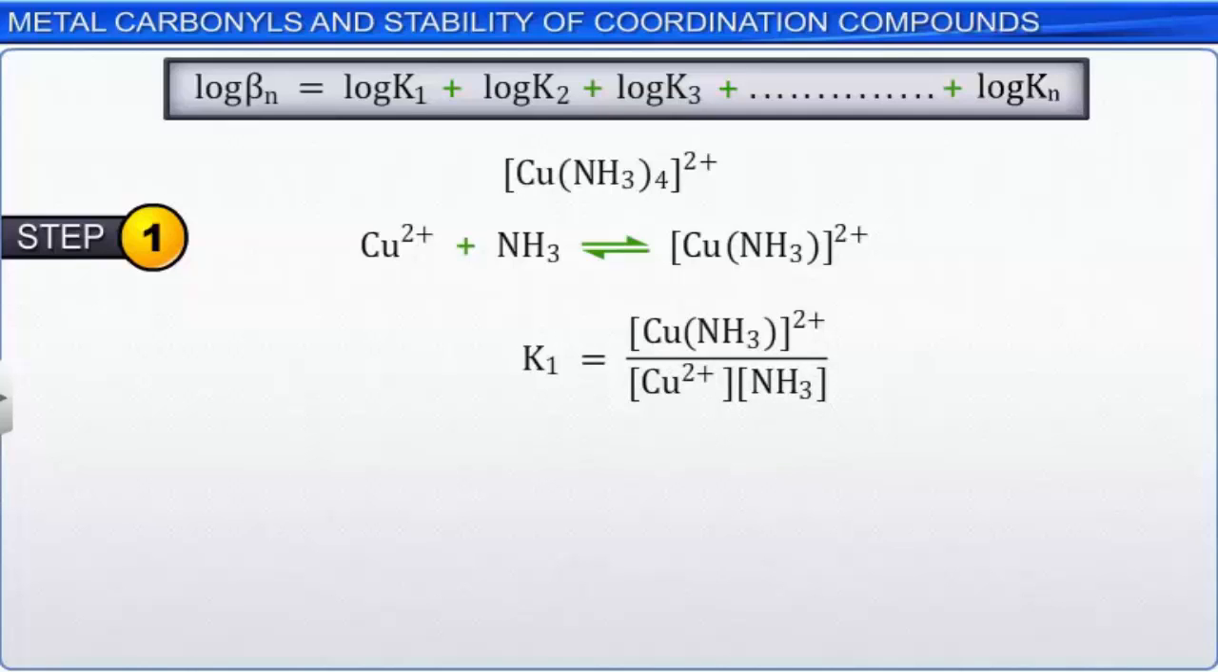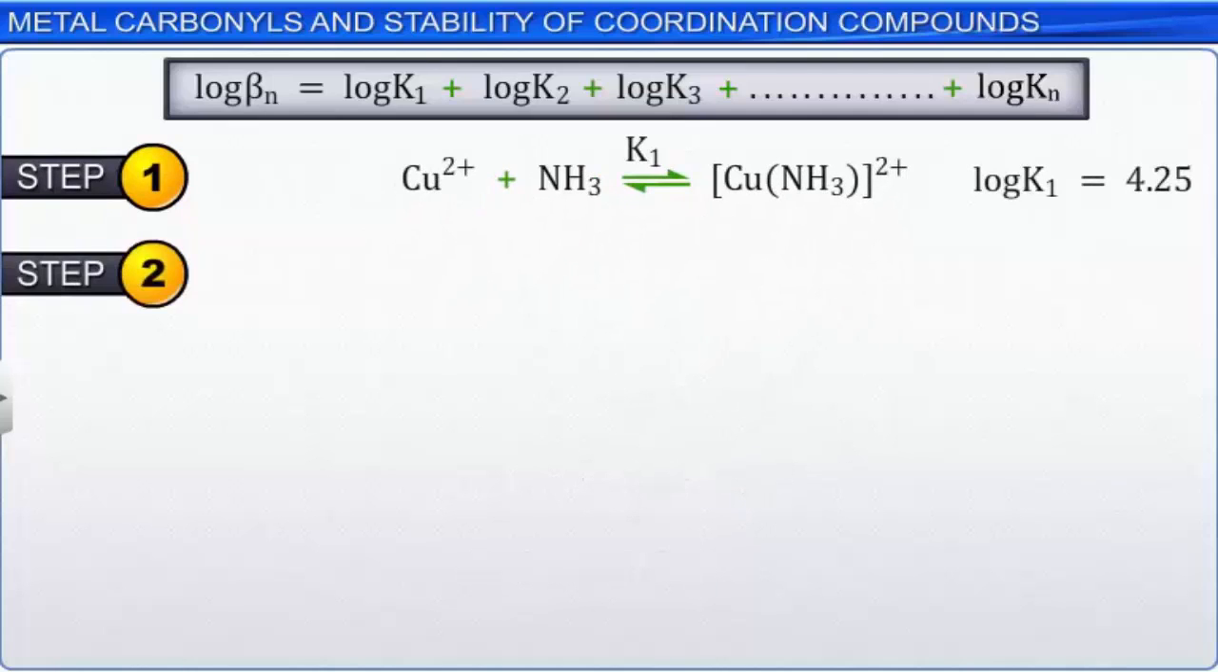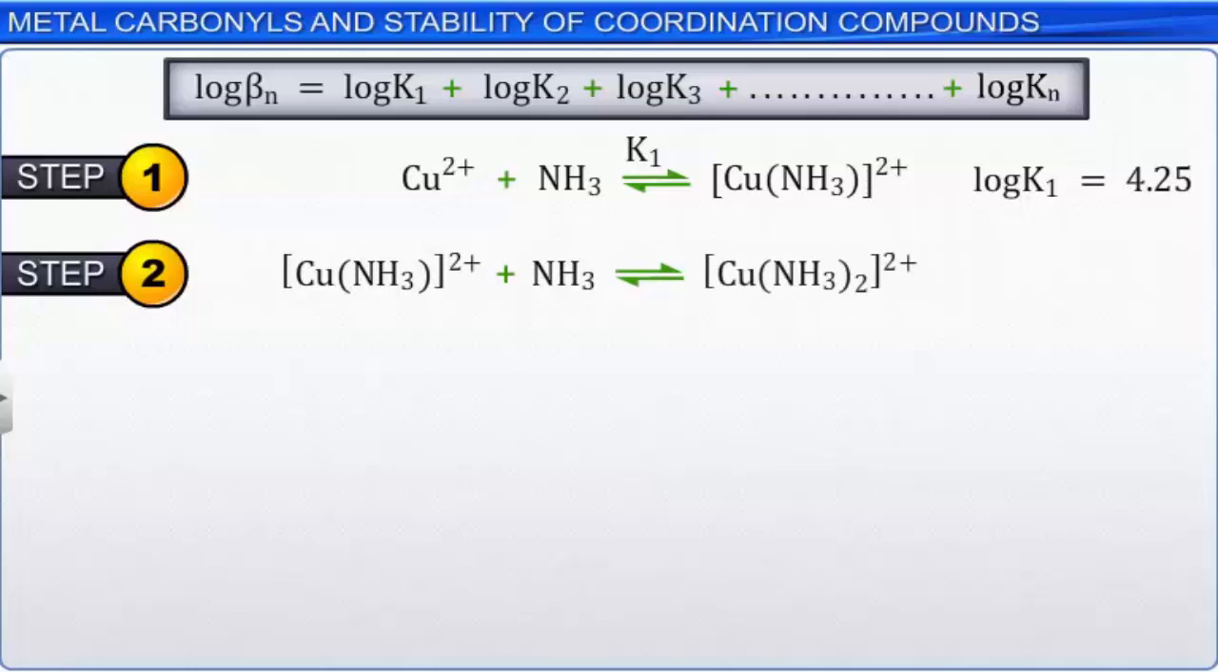The second step can be written as [Cu(NH3)]2+ plus NH3 in equilibrium with [Cu(NH3)2]2+. The stability constant for this step may be written as the concentration of [Cu(NH3)2]2+ divided by the product of the concentrations of [Cu(NH3)]2+ and NH3. Its value is log 3.61. The other two steps of the addition of ammonia ligands and their stepwise stability constants are as shown.